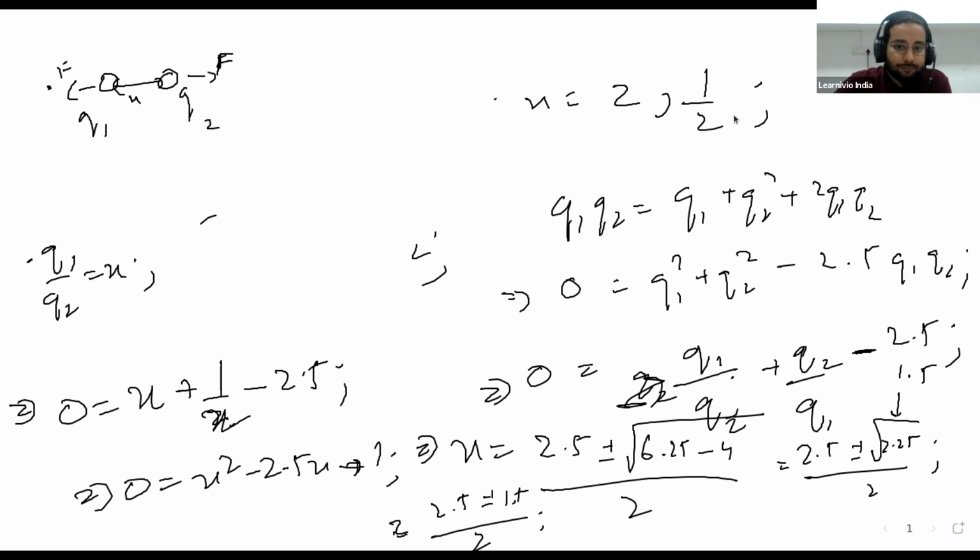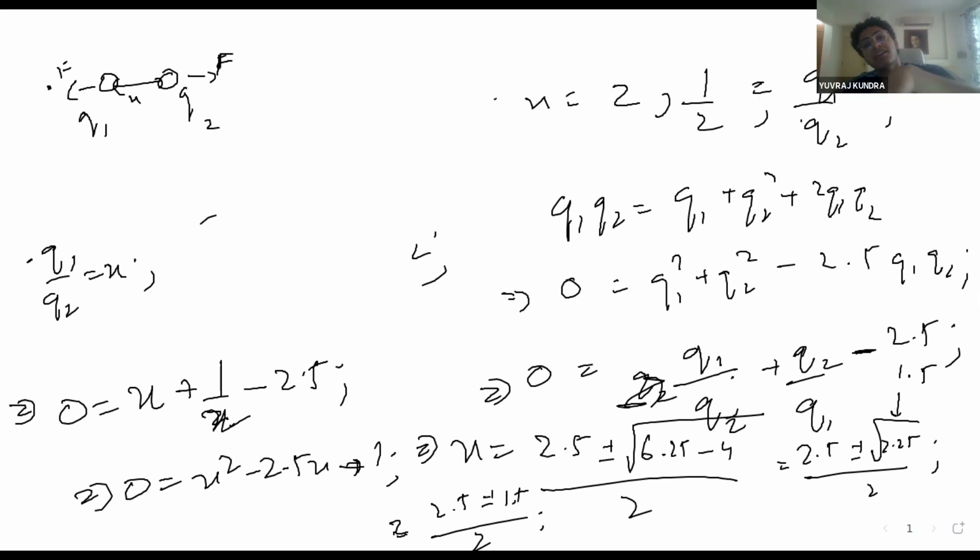So essentially, what does this mean? This means that your Q1 over Q2 can be equal to 2, or the ratio can be the opposite. So essentially the situation is symmetric. Both answers will be correct, and they are symmetrical essentially. That is what it's representing.